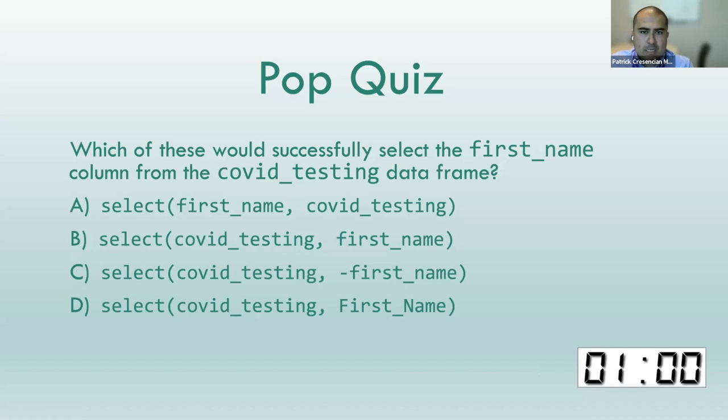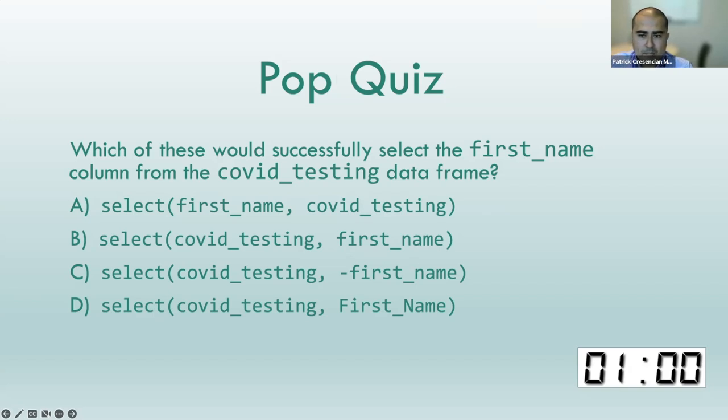So quick quiz here. You can answer in the chat, which of these would successfully select the first name column from our COVID testing data frame? Okay, great. I see lots of rapid fire Bs. That's correct. And so we have select our COVID testing data frame and then first name. Notice that the spelling is exactly the same case as what we see in our data frame here.